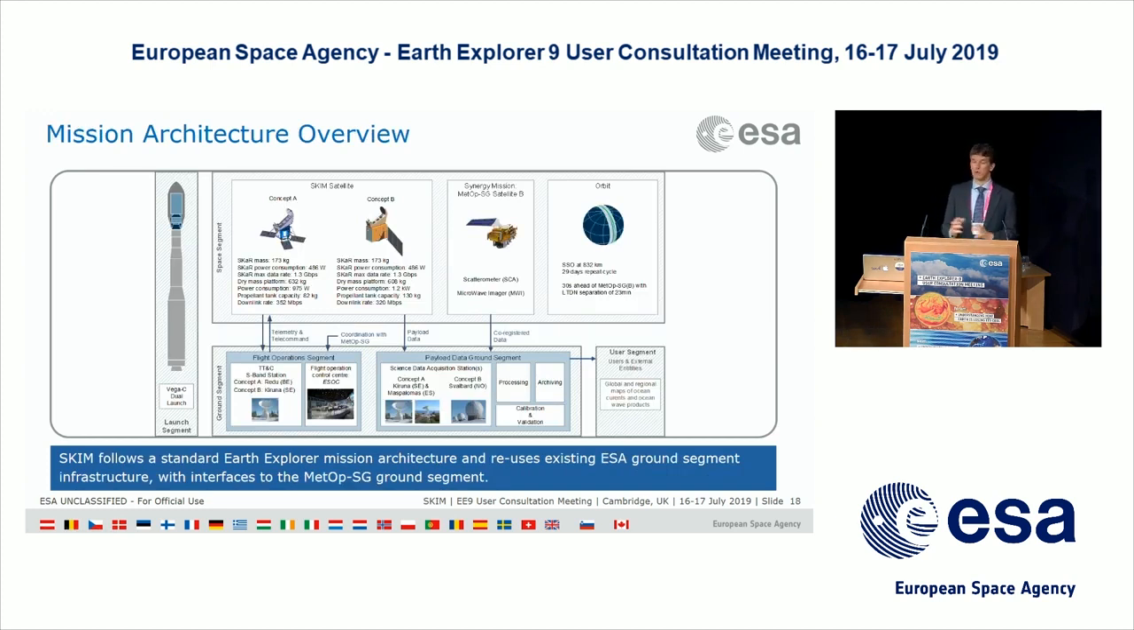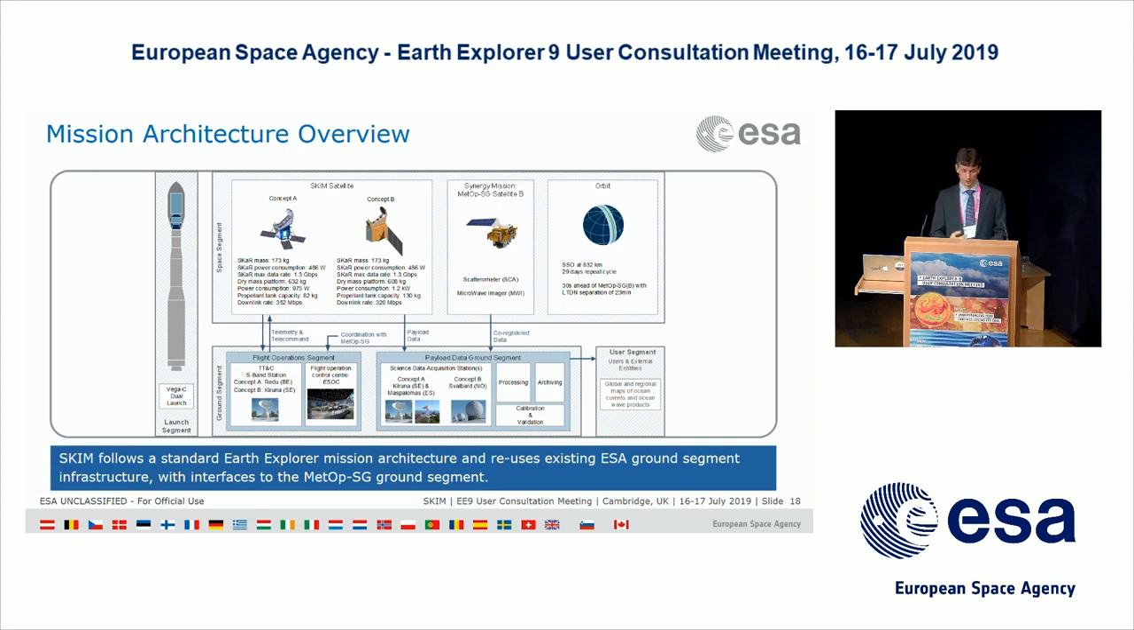So the mission architecture: here you see on the left the launcher segment. We're launching on a Vega C in a dual launch configuration. You can see the space segment at the top. Both concept A and B are based on a medium class standard platform. The sizing parameters you can find in the reference material. Our orbit is coordinated with that of METOP-SG, which allows us to ingest synergistic data from the microwave imager and the scatterometer.